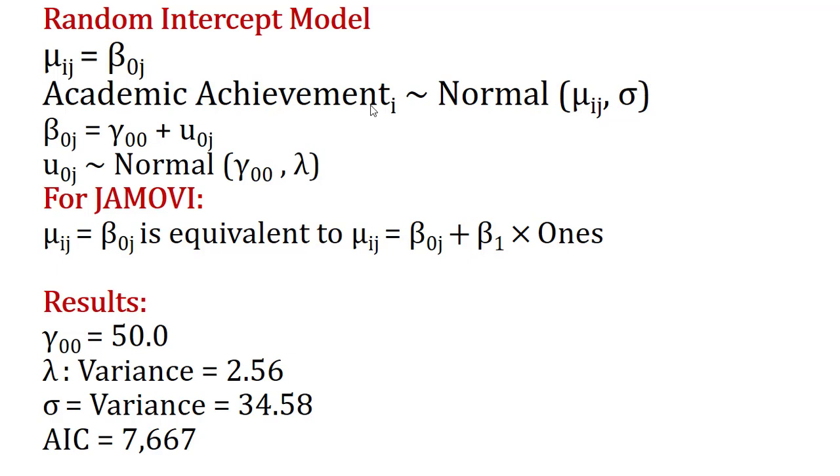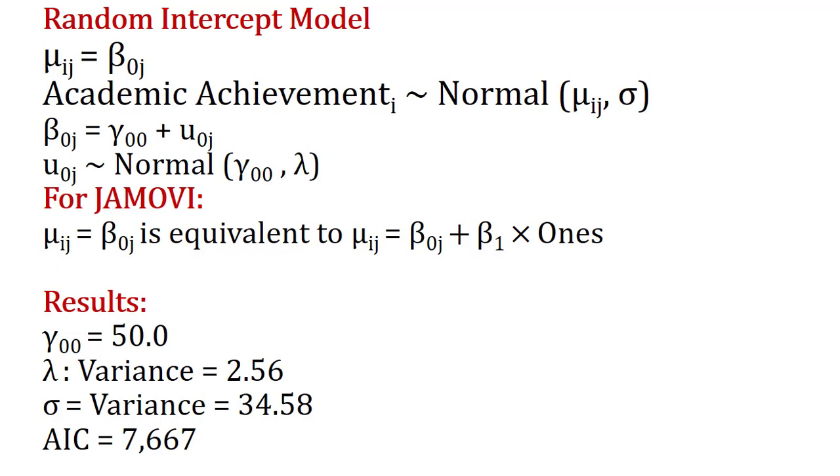Now, the added value, the thing we add here as well, is that beta 0j comes from a deterministic formula, which is gamma 00 plus u0j. Now, gamma 00 is the mean academic achievement in the sample. And u0j is the difference between the mean of a region and the mean of the sample.